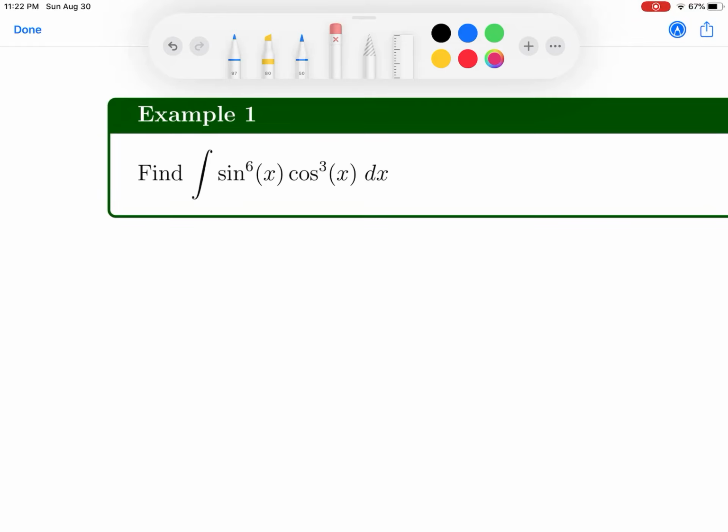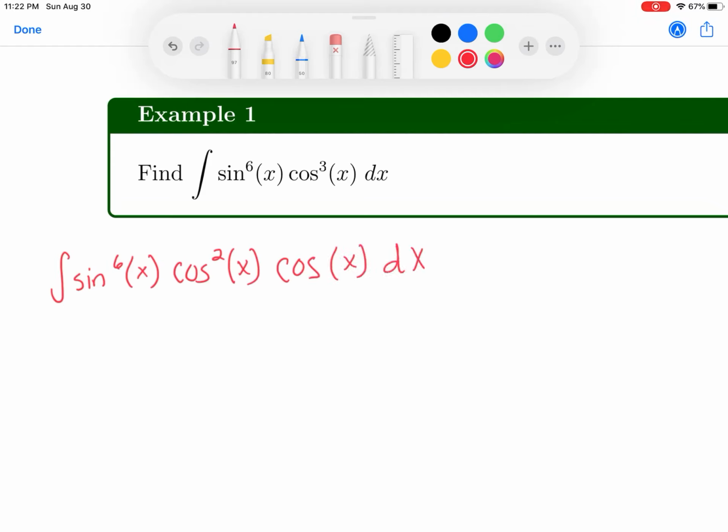Now you guys can honestly do either, and you guys can practice doing either. But what I'm going to do is strip off a cosine. All right, so check this out. I'm going to have sine to the sixth, and then I'm going to have cosine squared. And then I'm going to have my lingering cosine x that I stripped off. So there he is.